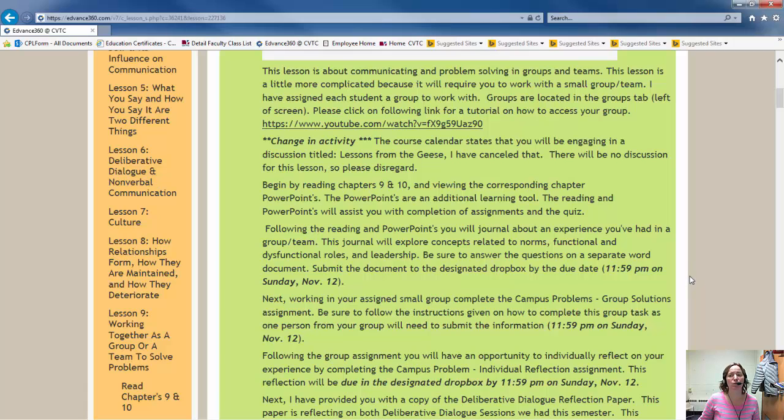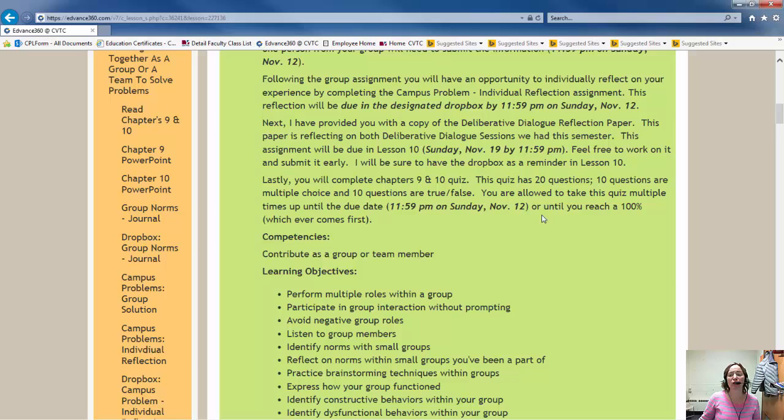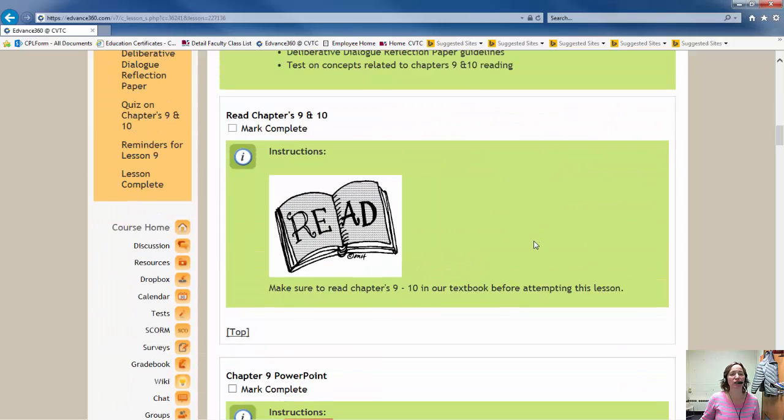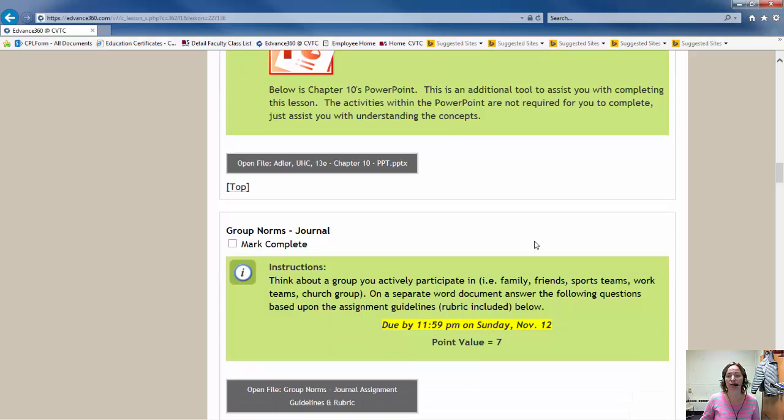The first thing in this lesson I want to alert you to is a change in the course calendar. You'll see that it states that there was an activity titled Lessons from the Geese. That was a discussion board. I have canceled that for this week, so you do not need to worry about completing that. So there will be no discussion this week. To begin this lesson, I ask that you read chapters 9 and 10 and view the corresponding PowerPoints for each of those chapters as an additional learning tool.